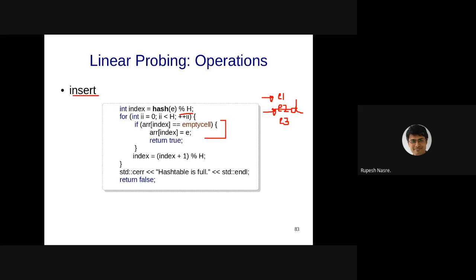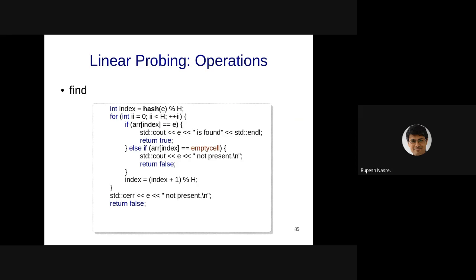So this is what was our find code. So let's look at that. We said that if the element is found, then it is okay. Otherwise, if it is an empty cell, then I'm going to say that it is not present. This is early exit, right? And this is possible because the deletion marks it in a different way than the empty cell.